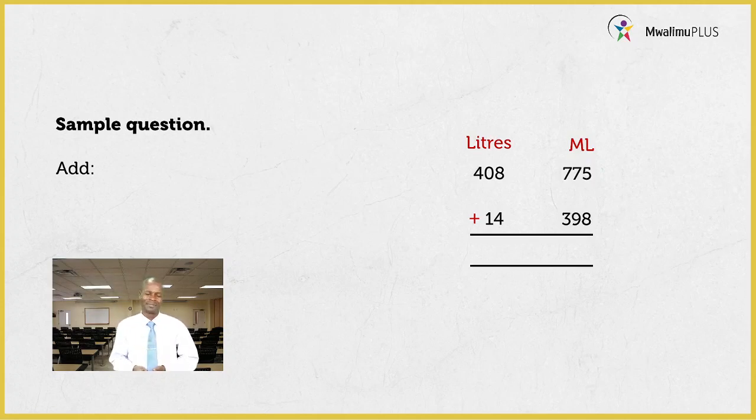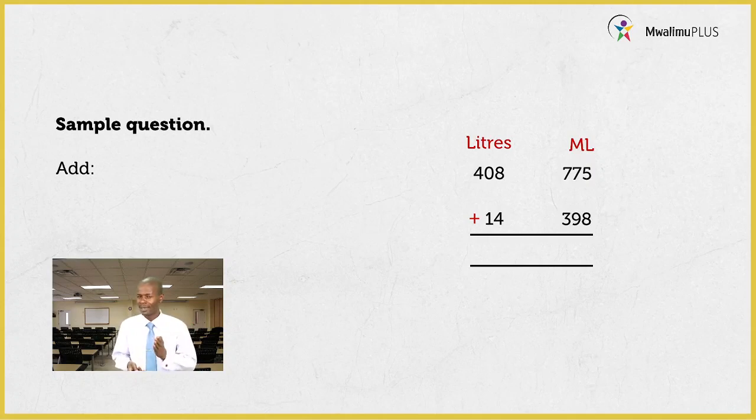Add 408 liters. I said 408 liters and not 480. It's 408 liters, 775 milliliters. This should be added to 14 liters, 398 milliliters. Addition is simply putting together. So you take those measurements and then you put them together.